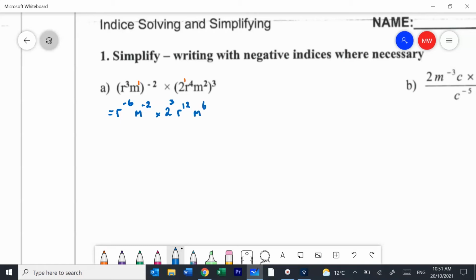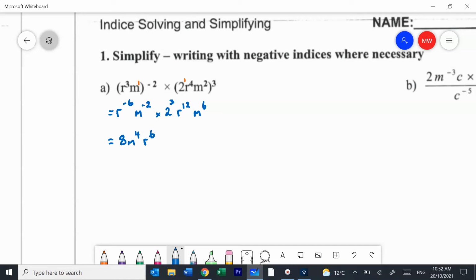And then all I do is I just run along the line, and it's a bit like collecting like terms. So deal with the number first. 2 to the power of 3 is 8. It can go straight out the front. Everything else is a 1, so we'll leave it as it is. We'll start collecting your letters. Do it in whatever order you want. I tend to do it in alphabetical order just so that I don't stuff anything up. But I go m to the -2 plus 6 makes 4. And then I've got r to the -6 plus 12 makes 6.